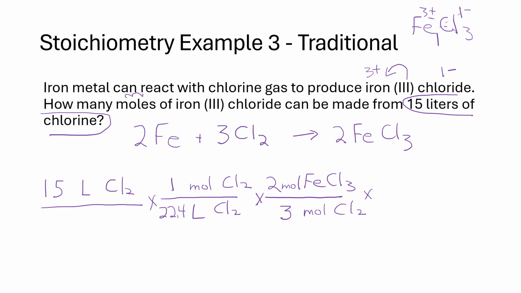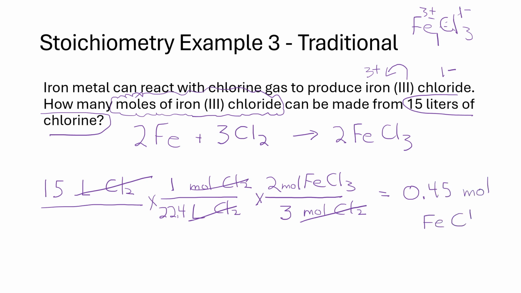We get lucky in this problem. We are asked to find moles of iron 3 chloride. So we're actually done. When we get to this third step, we are done because we are looking for moles. We have found moles of iron 3 chloride. So my units are going to cancel out. I'm going to have liters of chlorine canceling and moles of chlorine canceling, leaving me moles of FeCl3. And running that through my calculator, I'm going to get 0.45 moles of FeCl3.